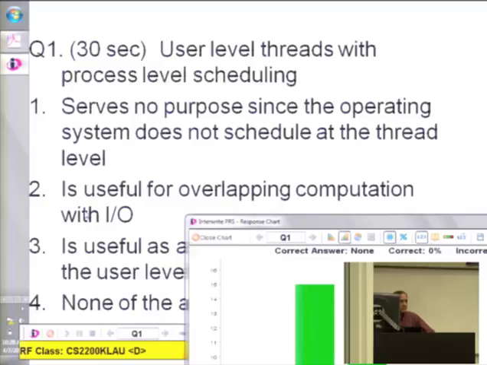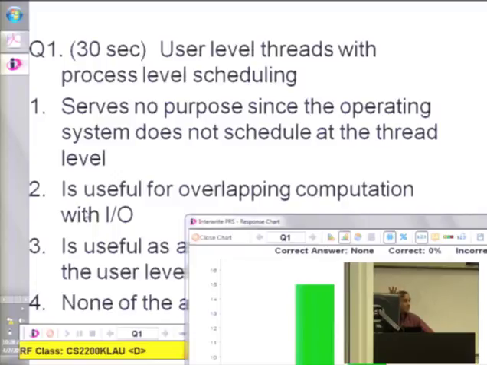It seems like it might be useful, but unfortunately, if you have multiple threads, and one of them does an I/O, what's going to happen? If it's a blocking I/O, what's going to happen? That thread has to wait. What about the process itself?